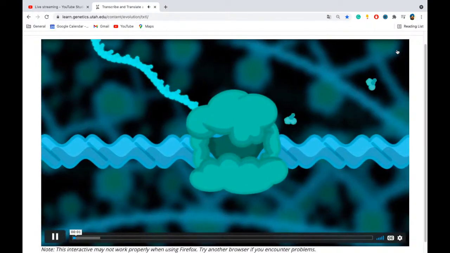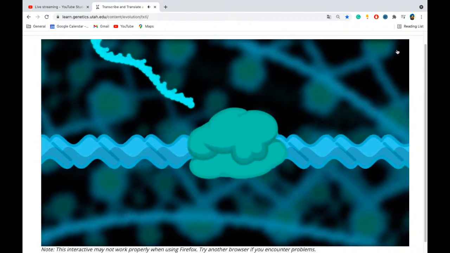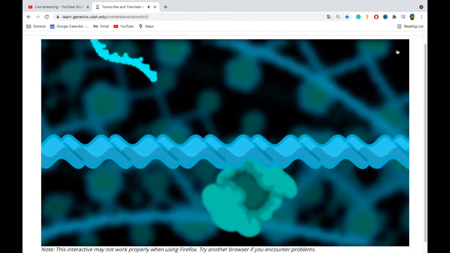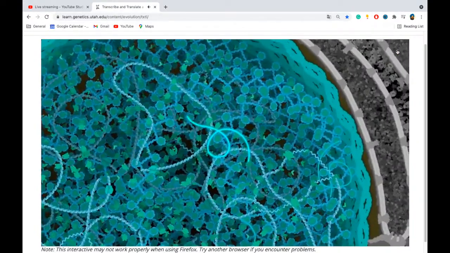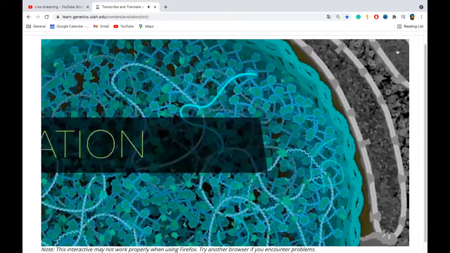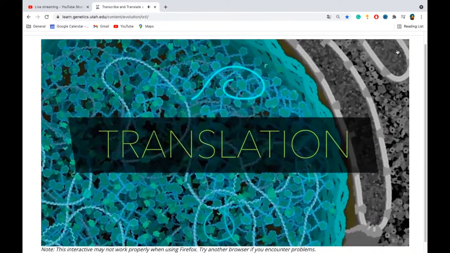Like it goes on. When the end of the gene is reached, transcription is complete. The new strand of mRNA passes out of the nucleus and into the cytoplasm, where translation takes place.